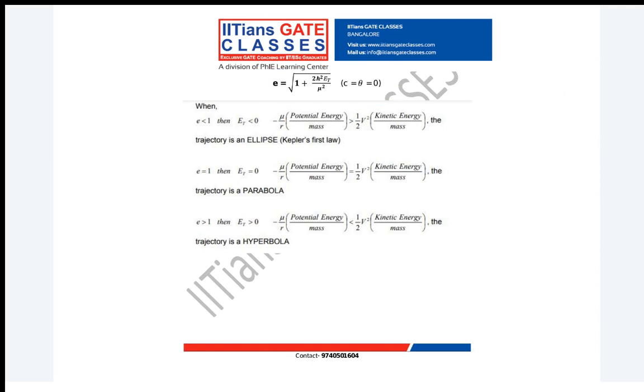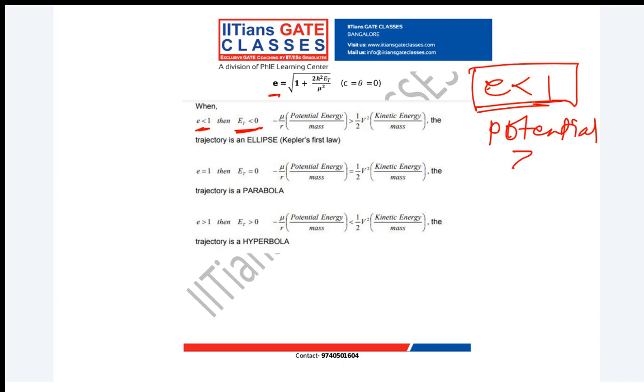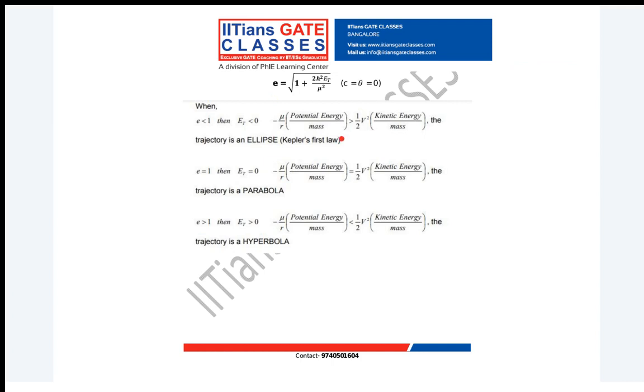Now you can see if E is less than 1, your ET will be less than 0. Usually it is for the elliptical orbit. In an elliptical orbit, eccentricity E is less than 1, and in this case your potential energy will be greater than kinetic energy. You can see this is greater than this, so in that case your ET is less than 0.